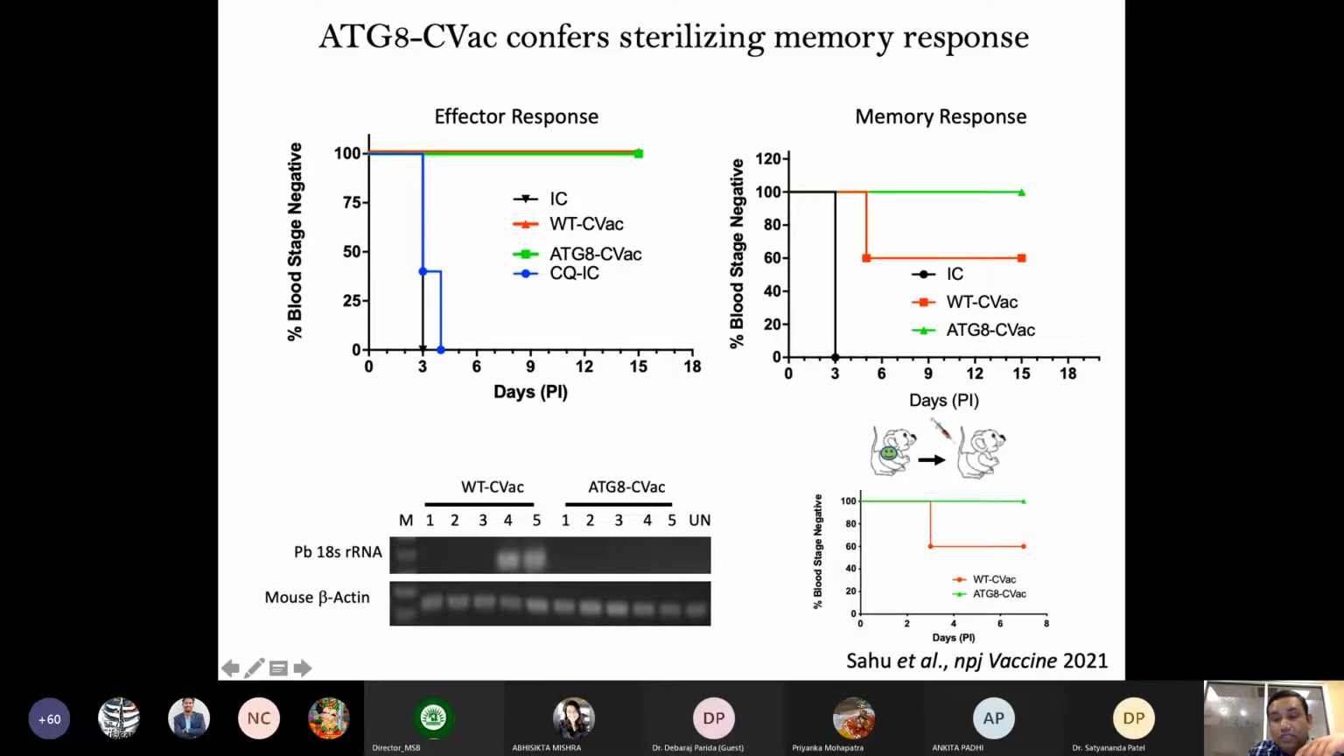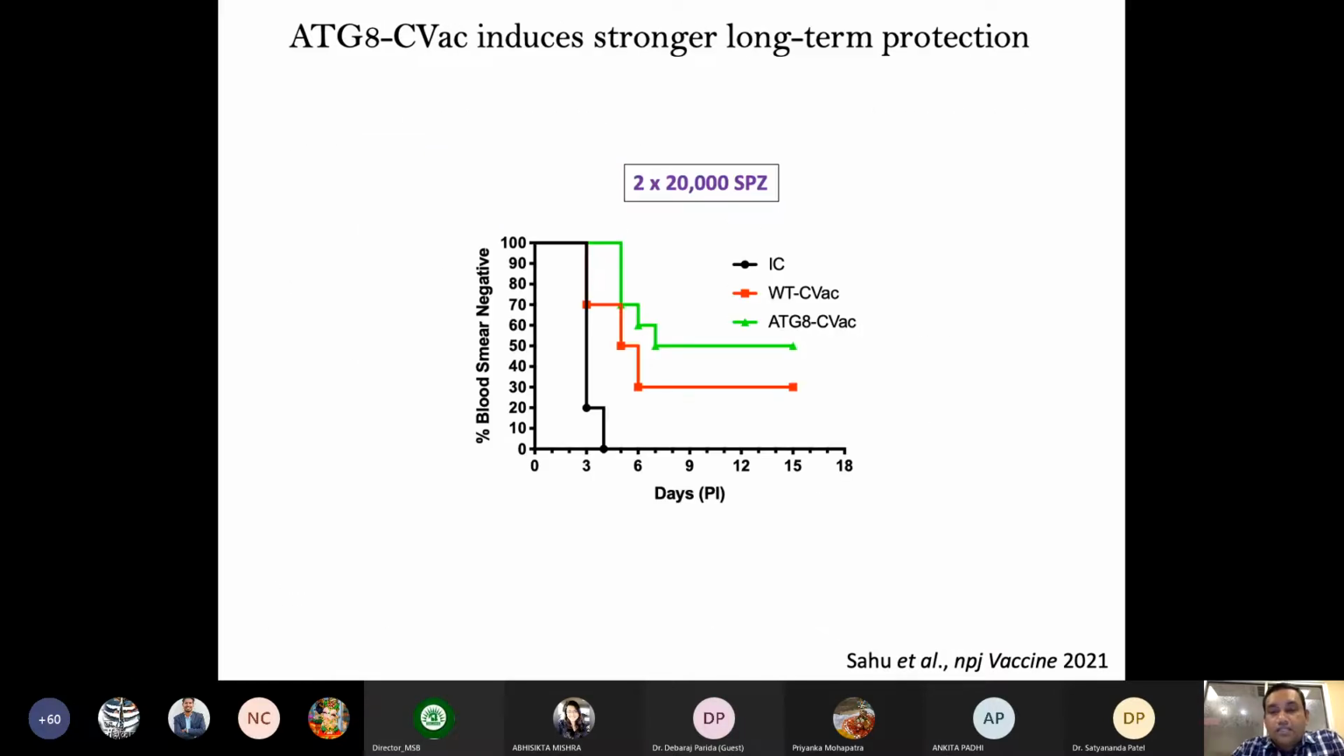But all the protected mice, they didn't. So in case of ATG8 immunized, none of the mice get infected. So they are really protected. These intriguing results prompted us to study further what is happening, because why is it better? And this is another study with a long term, like 6 months, where we saw again a similar pattern: the ATG8 CVEC immunized mice are protected better. More mice are protected as compared to the wild type.